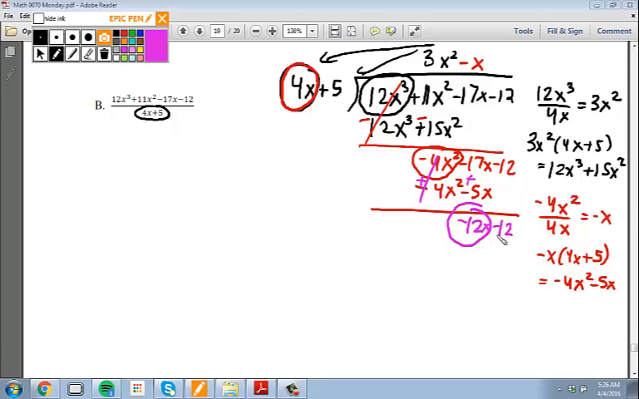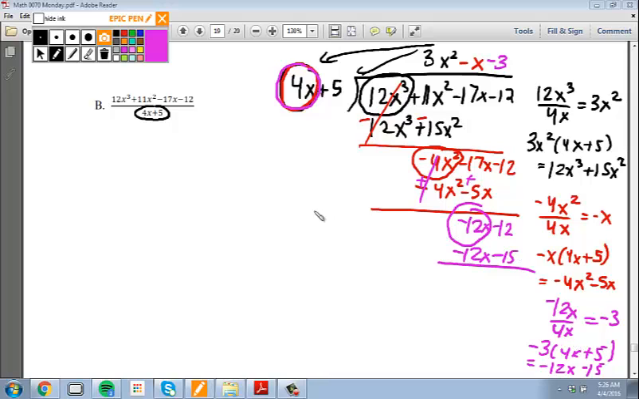Then I'm going to start doing this all over again. So negative 12x over 4x will be negative 3. So negative 3 times the 4x plus 5 is negative 12x minus 15.